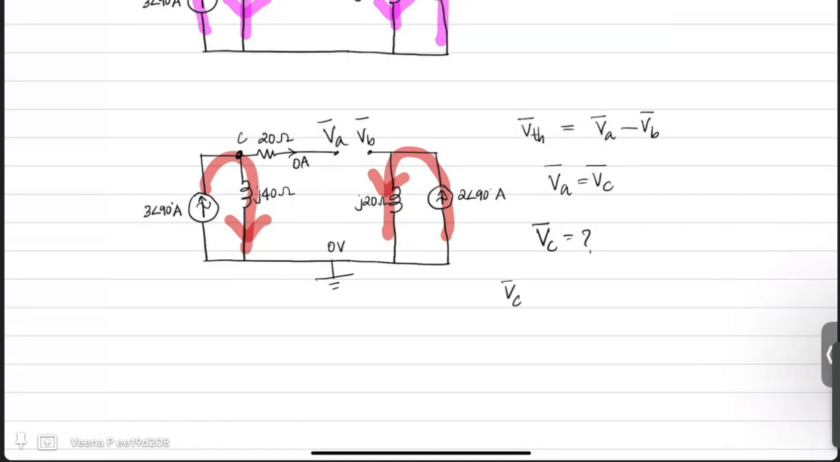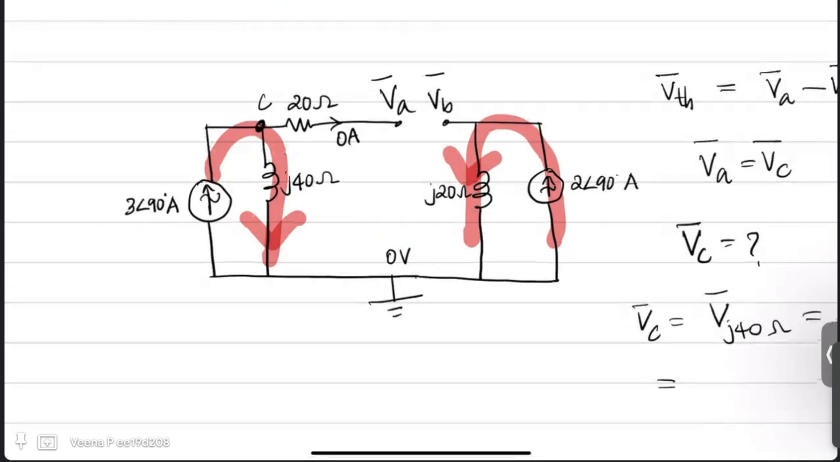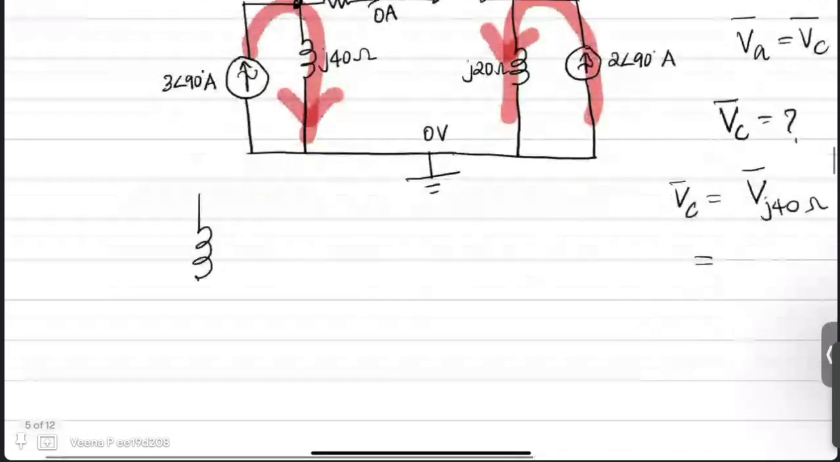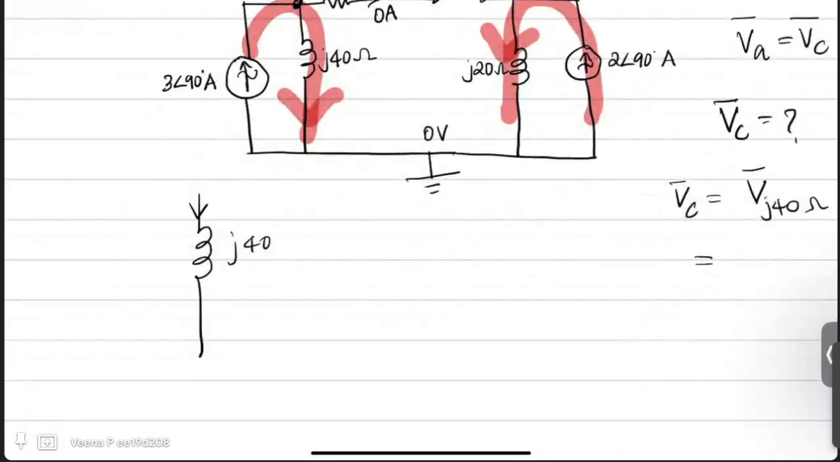I have the liberty to choose any one node as the ground reference node whose voltage is 0 volt. Now, the voltage at terminal C is nothing but the voltage across the 40 ohm inductor, which is the current flowing through it times the impedance, J40. Now observe that the current is going from top to bottom. That means if you take the inductor J40, the current is going this way, 3 angle 90. Wherever the current enters the inductor, that will have the higher polarity. So this is your VC.